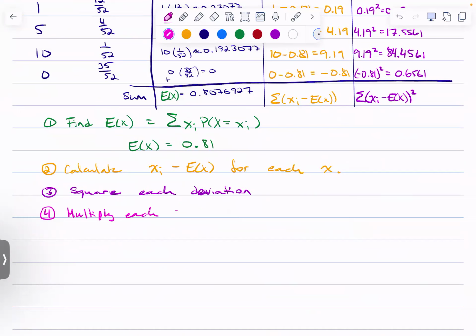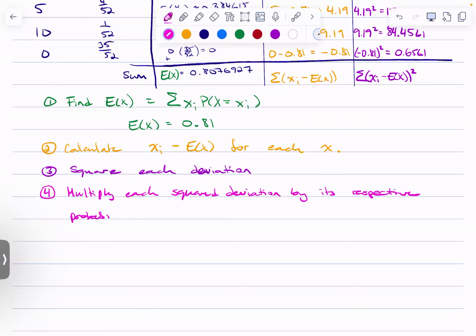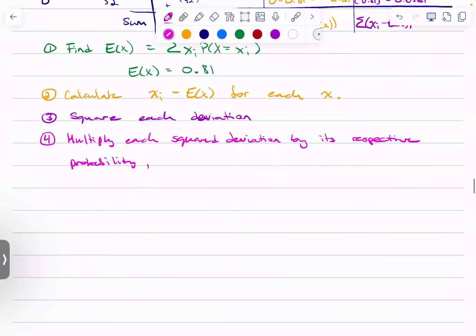Four, multiply each squared deviation by its respective probability. The sum will be the variance.